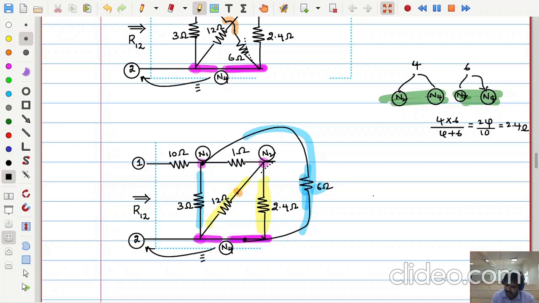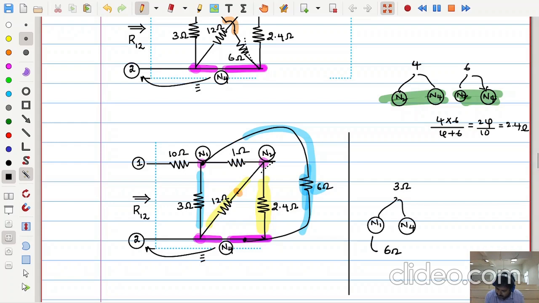So write it down beside in your notebook. Why? Because we are in the initial stage. Let me write 3 ohms first. Where is it connected? One side is N1, the other side is N4. What about 6 ohms? One side is N1, the other side is N4. So these two are in parallel. So can I say 6 into 3 divided by 6 plus 3? I got 2. Then this resultant is how much? Just give me the value.